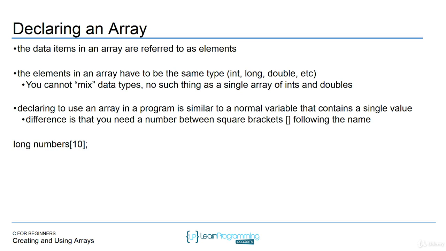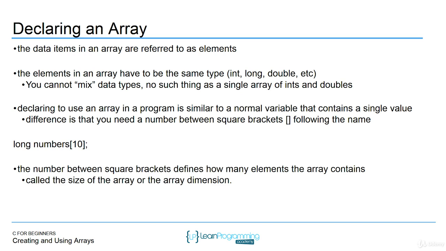Here's an example. This looks like a normal variable declaration, but you have these brackets, and there's a number inside them. The number inside the brackets specifies the size. So here we're saying we're going to create an array named numbers of type long that's going to contain 10 elements. It's pretty straightforward. This is an array declaration. Because the semicolon is at the end, it's just like a variable declaration, but you have those brackets and a number. This is the size of the array, or the array dimension.